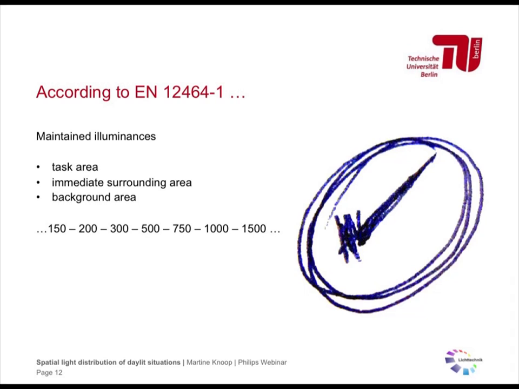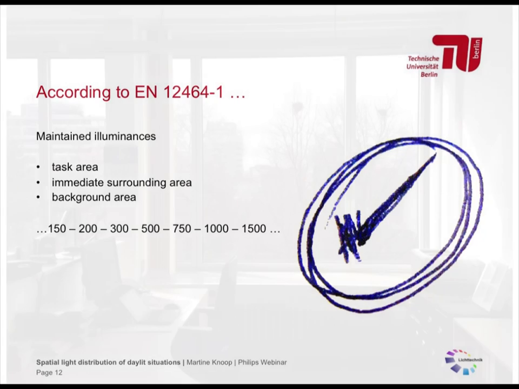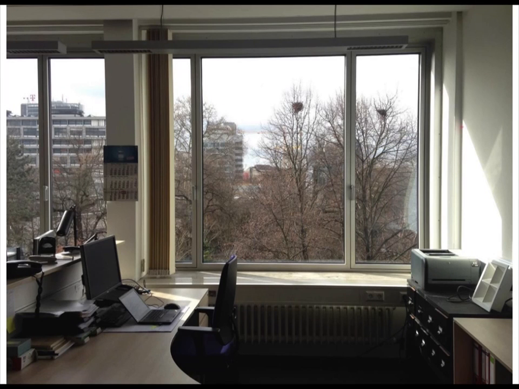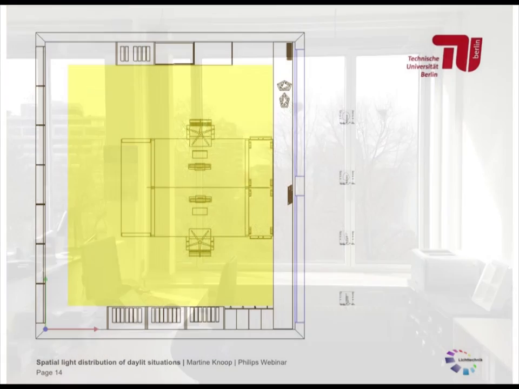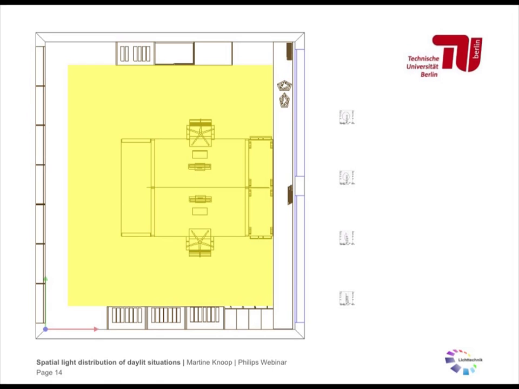For those not familiar with the European standard, the immediate surrounding, as you can see here on the screen, is the area directly around the task area, which is preferably large, but needs to be at least 0.5 meters around the task area. And the background area is the area around the immediate surrounding area. The average illuminance in these surrounding areas can be lower than the average illuminance in the task area. I'll just briefly show in an example what that means. So just consider a typical standard office room in Germany, Berlin. I have made some simulations to support my point of view.